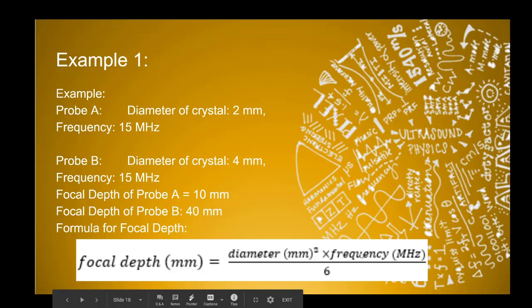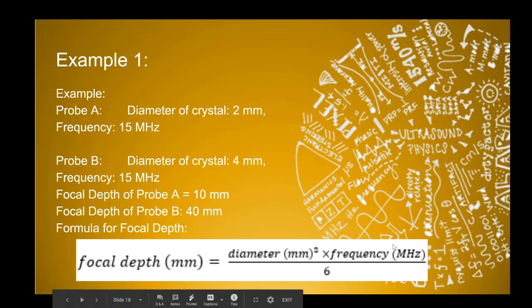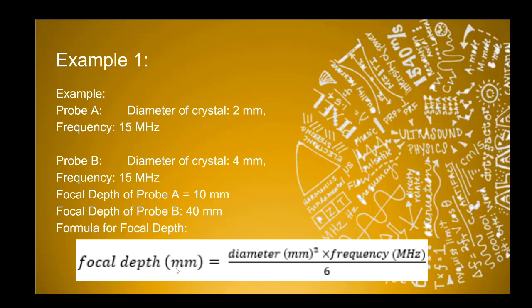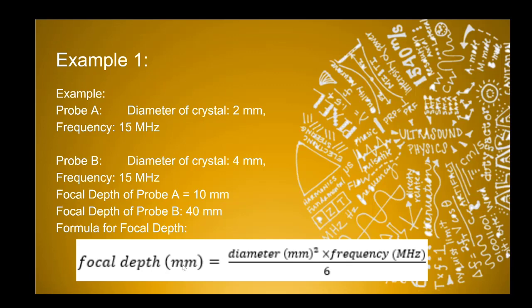See how both diameter and frequency are above the division. They're the numerator of this division. That means they are both going to be directly related to the focal depth. Anything that's above the line in division will be directly related to the equal part.